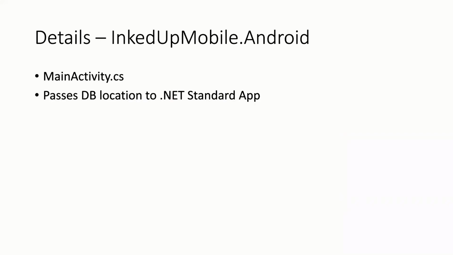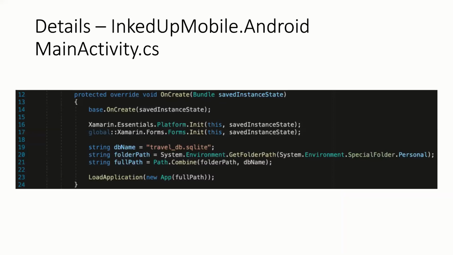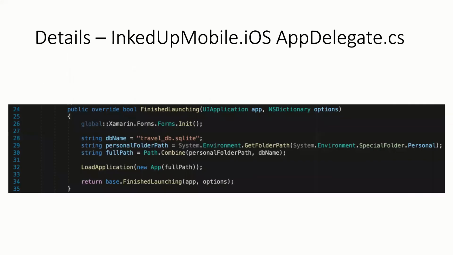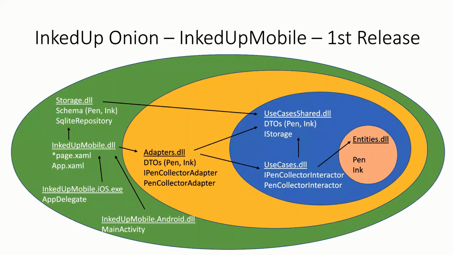Now we get onto our Android or iOS apps, and these are pretty straightforward. All of the functionality is implemented in that .NET Standard DLL for the mobile app. So essentially the main activity for Android will work out where it wants to store the SQLite database, and it'll load that application. It loads the application, but it passes in that full path and creates an instance of the .NET shared mobile app. And InkedUpMobile.iOS is very similar, except it does it in AppDelegate.cs. So pretty much exactly the same, but this is the iOS specific part of it. And that's it. So now we've got our first release.